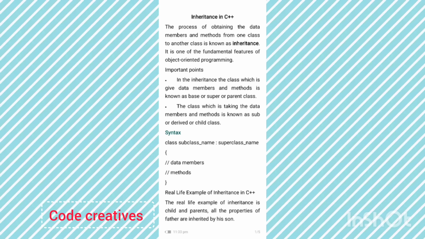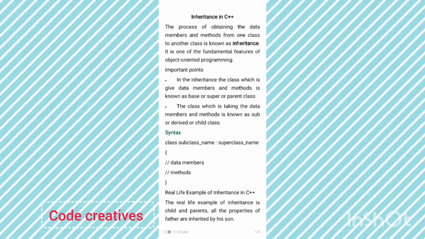In inheritance, the class which gives the data members and methods is known as the base, super, or parent class. The class which takes the data members and methods is known as the sub or derived class. Here is the syntax of inheritance: class, then the subclass name, then a colon sign, then the superclass name, then the data members and the methods.